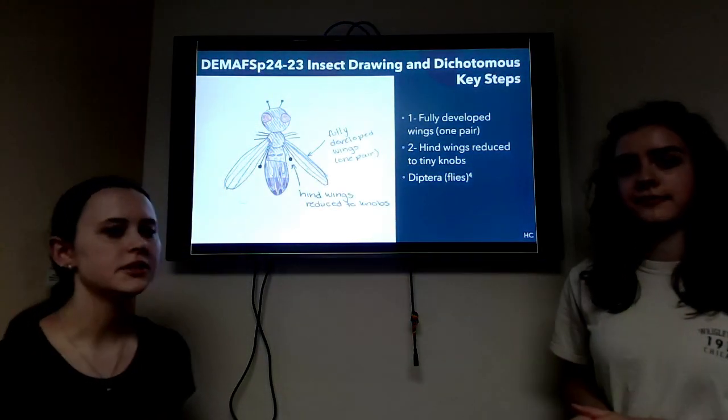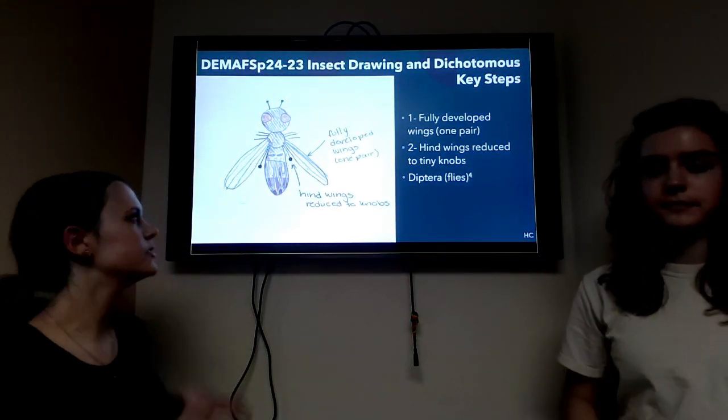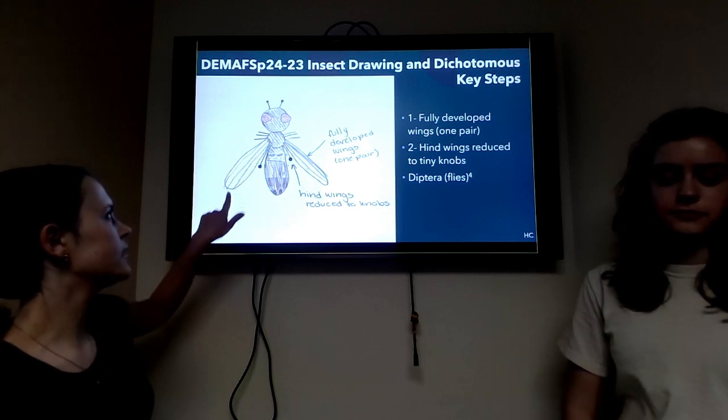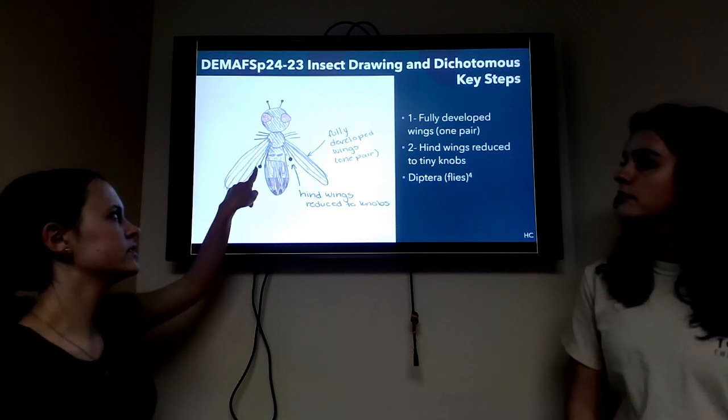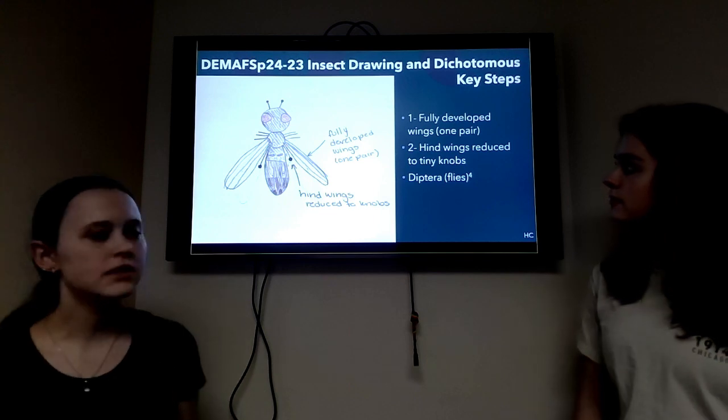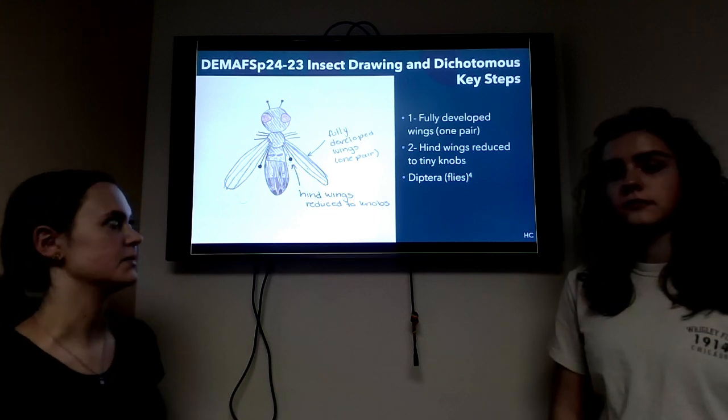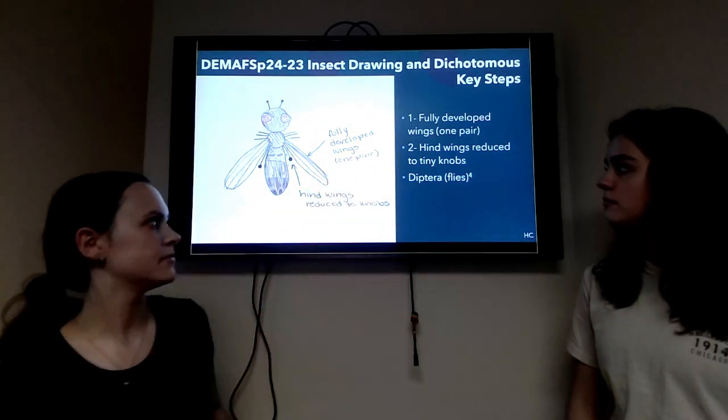So this is an image of my insect order Diptera. As you can see, it has 1 pair of fully developed wings, and then the hind wings are reduced to tiny knobs. I found this insect order by using the dichotomous key steps 1 and 2.